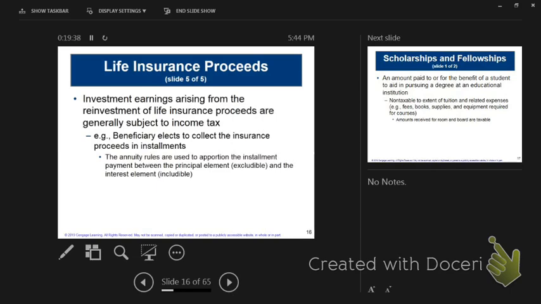And then investments arising from the reinvestment of any life insurance proceeds are going to be taxed. So if I get the life insurance and then I turn around, even if I paid tax on that, and put it back in, it's basically not life insurance anymore. It's just income being reinvested.